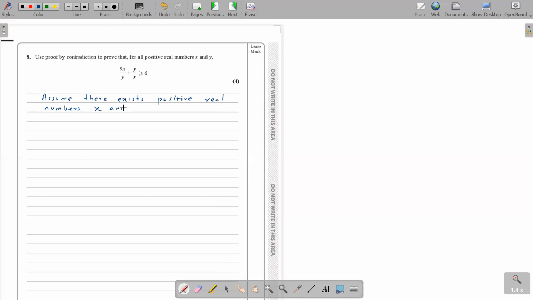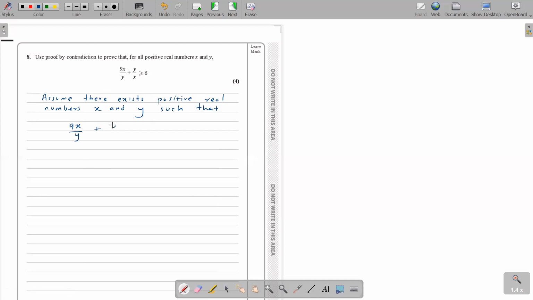Positive real numbers x and y such that... okay, so what's the negative of the given statement? Now they have told us 9x over y plus y over x is greater than or equal to 6. So this is where I take it to say the statement is false. So what's the negation of this statement?